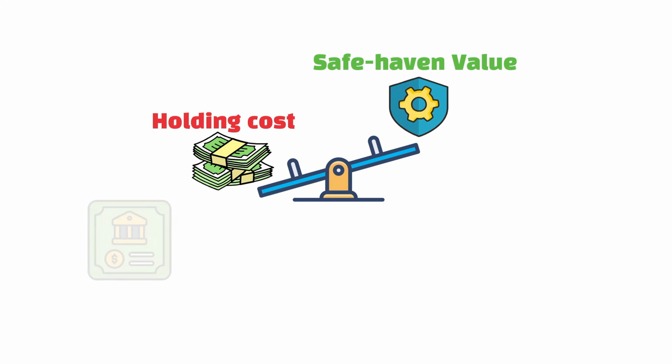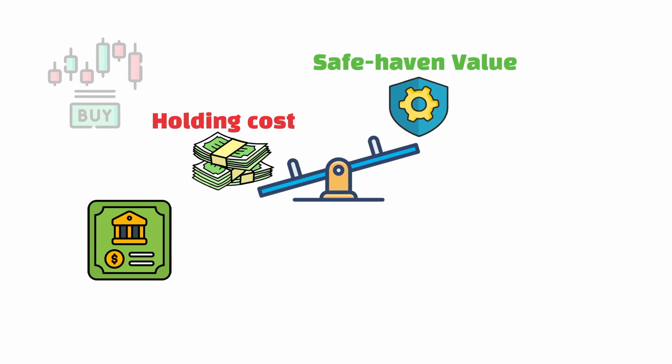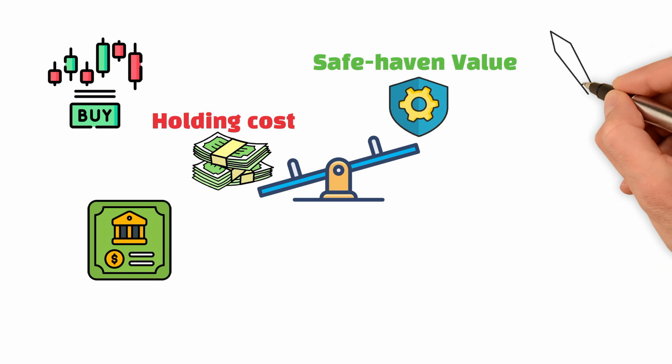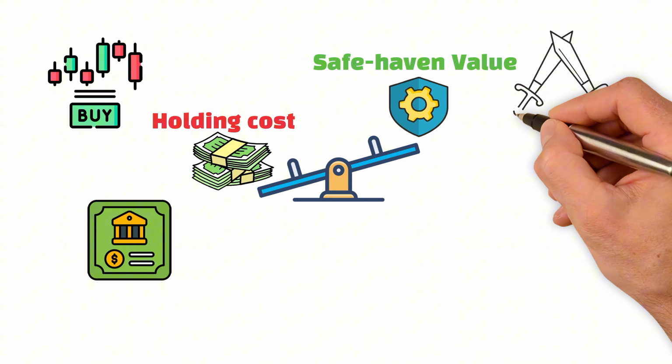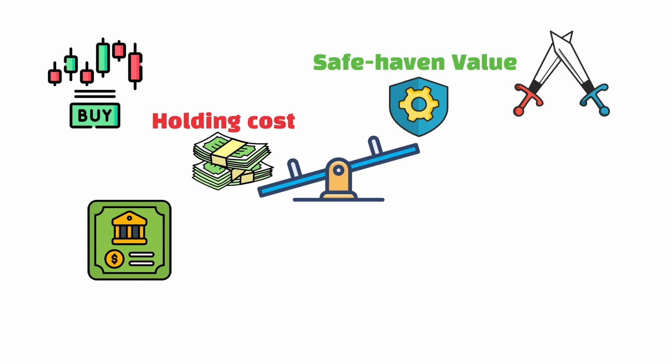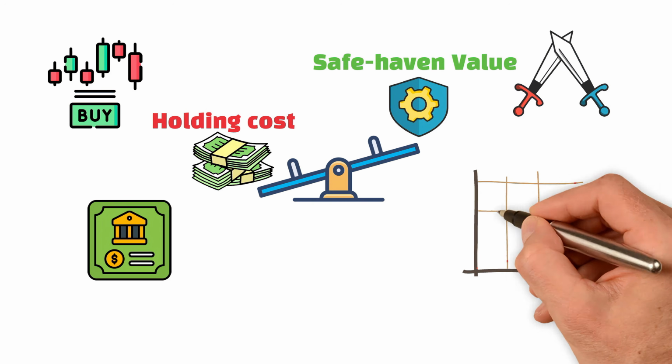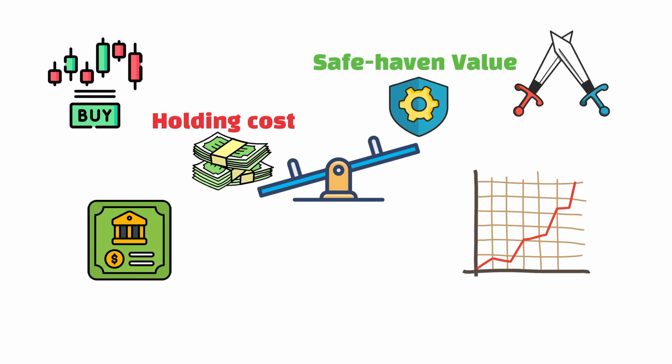Normally, if the holding cost of gold is high, like when Treasury yields rise, gold looks less attractive and prices usually fall. But this is not always the case. If at the same time, safe haven demand surges, for example due to geopolitical conflict or worries about fiat currency credibility, gold's safe haven value can jump. As long as this jump outweighs the rise in holding cost, gold prices can still go up.